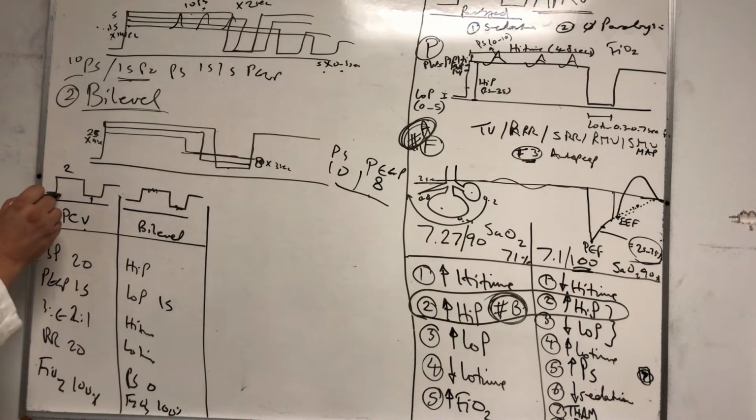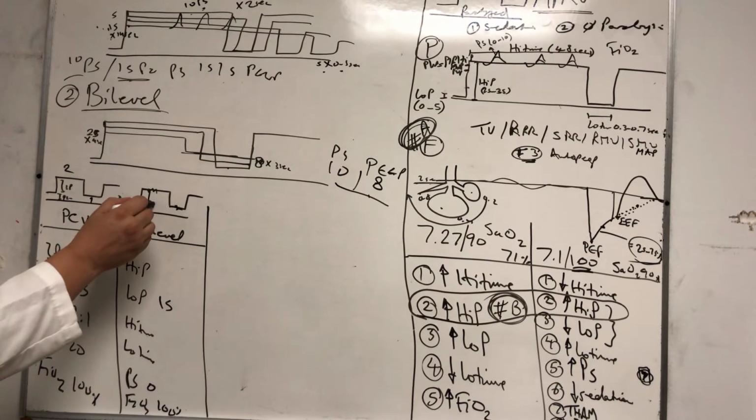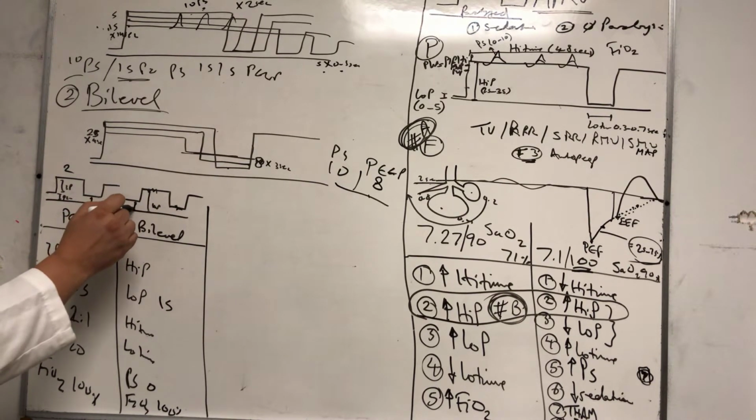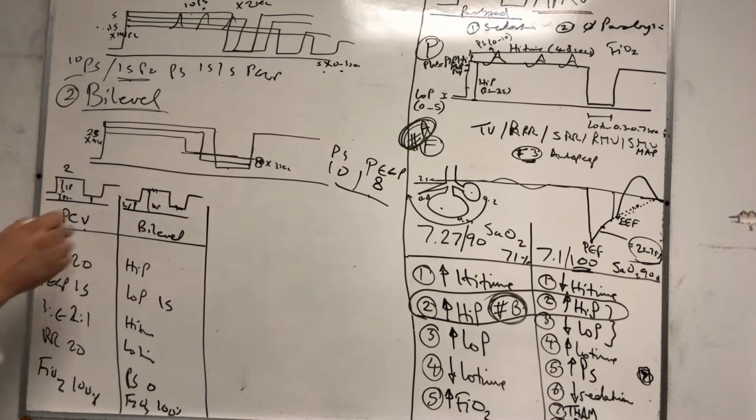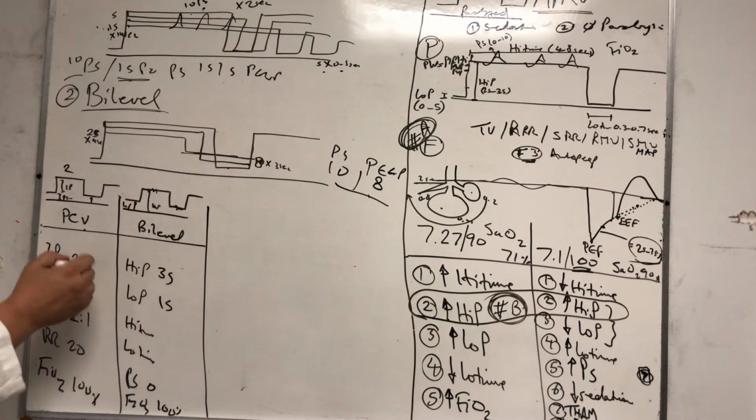Let me make it easy here. That's the PEEP, and that's the inspiratory pressure. So the inspiratory pressure is above the PEEP in pressure control. Here, the high pressure goes all the way down to 0, and the low pressure is from here to here. So the high pressure encompasses the low pressure. So 15 plus 20, that's 35.